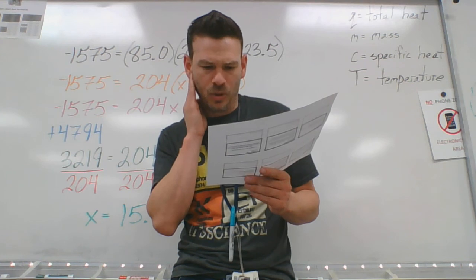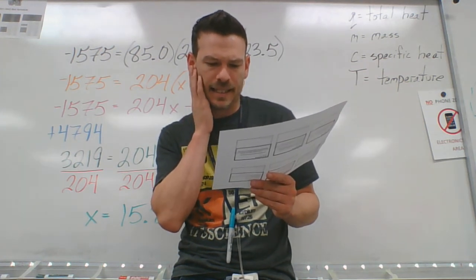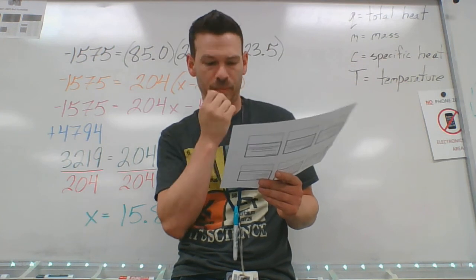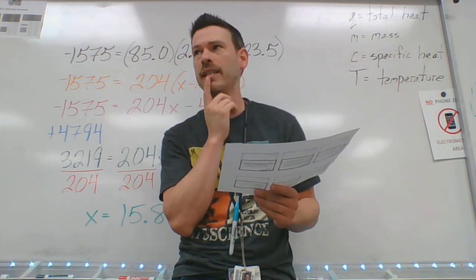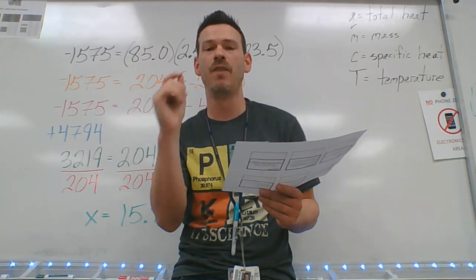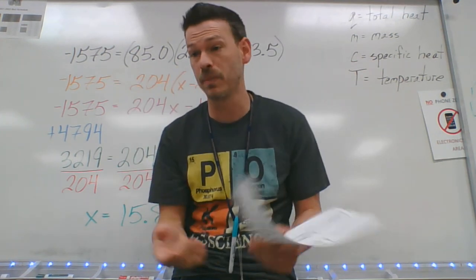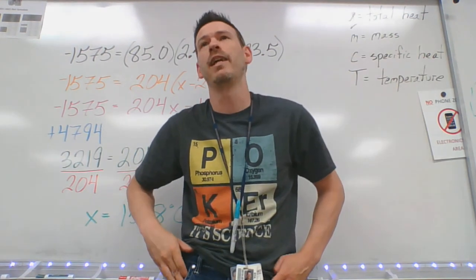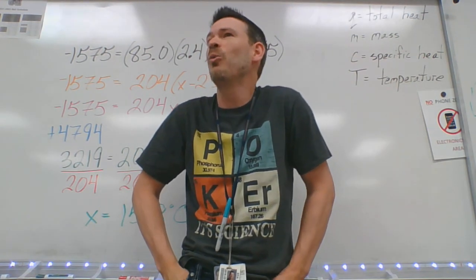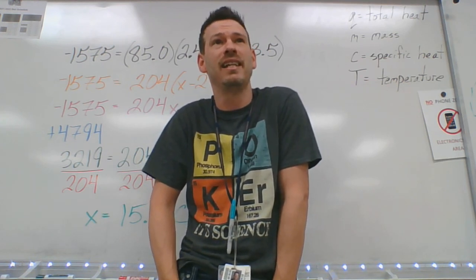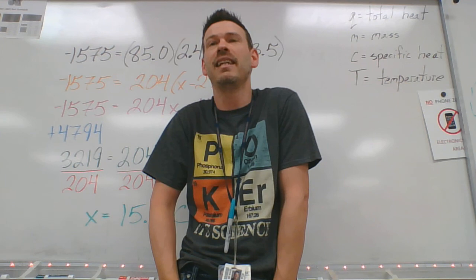A 100 gram sample of water at 90 Celsius is added to a 500 gram sample of water at 10 degrees Celsius. Different amounts at different temperatures. Who's going to win here, hot or cold? The cold, because there's a lot more of it. So the answer is C.